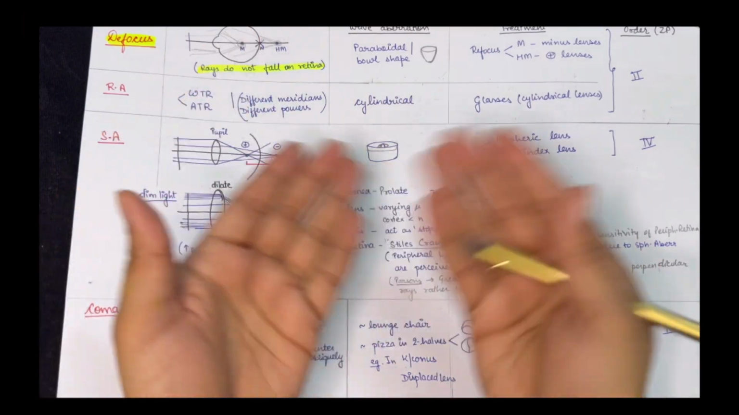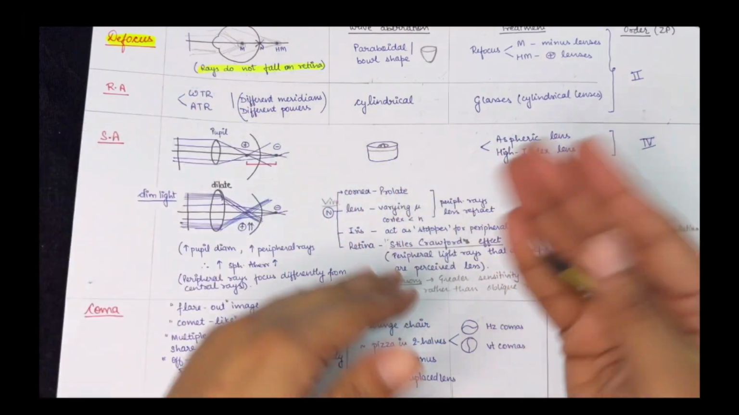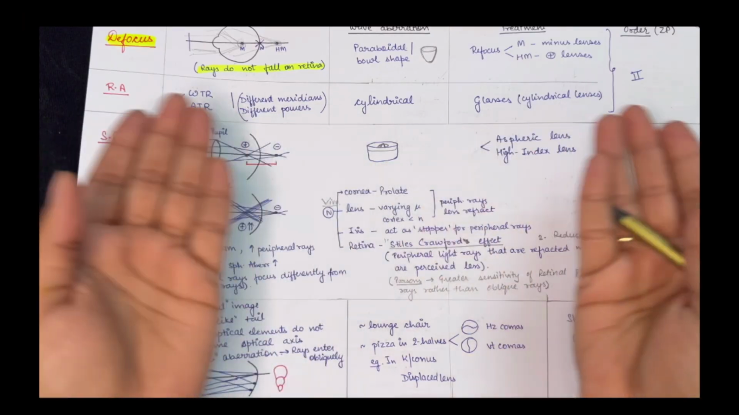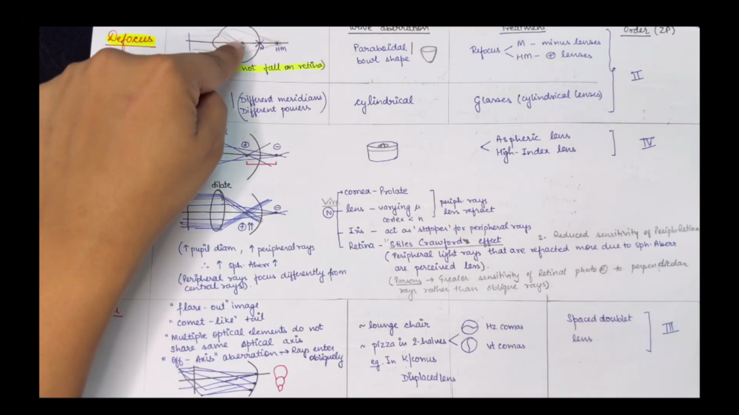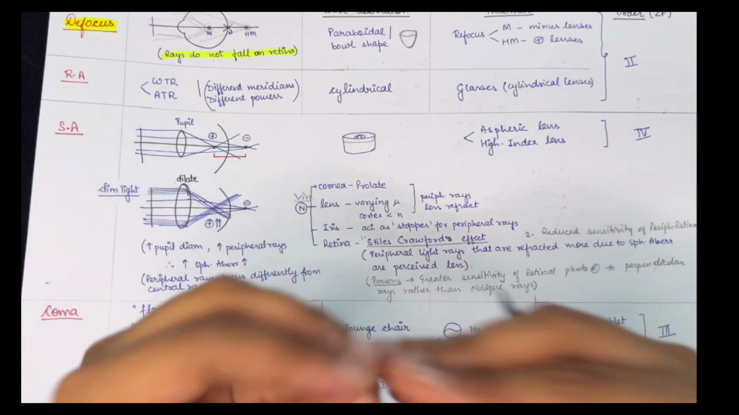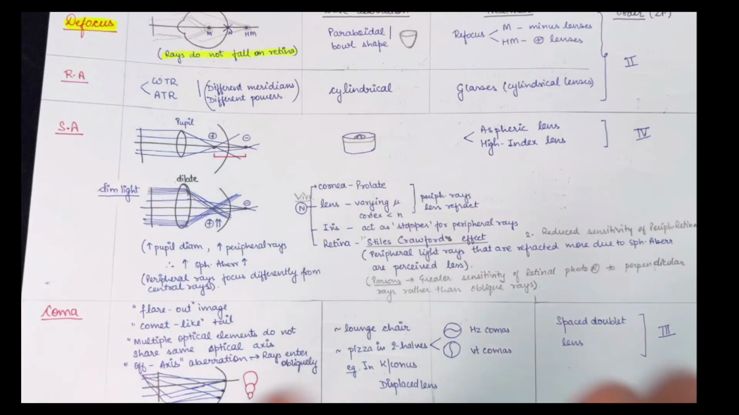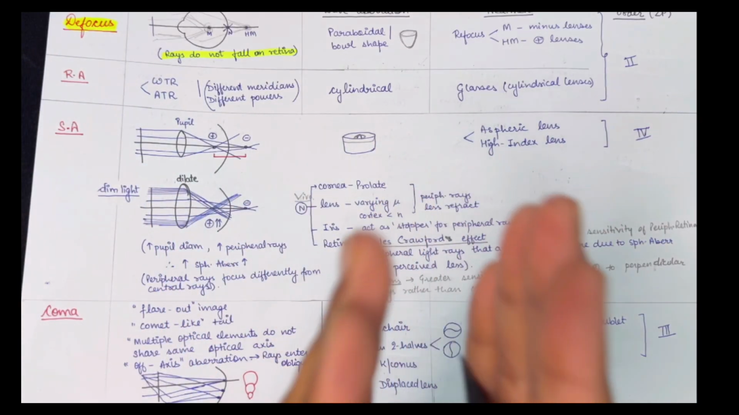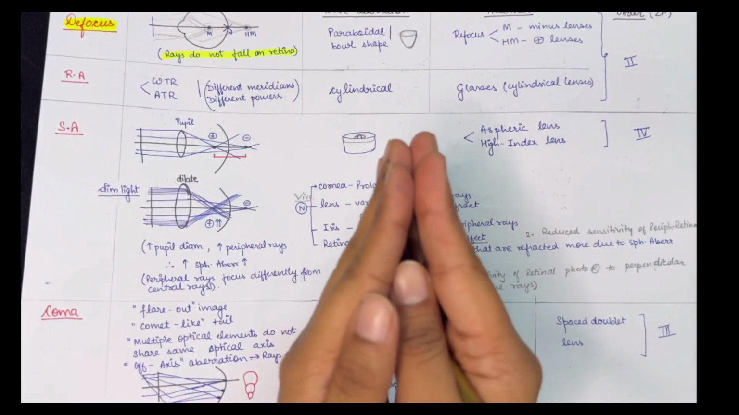To treat this, you give glasses. Myopia है तो minus, hypermetropia तो plus lenses दे दो. Clear. Refocus कर दो कि ये image यहाँ बनने लगी. We need to do this only. हमें image retina पे बनानी है. सारे points को retina पे focus करना है.